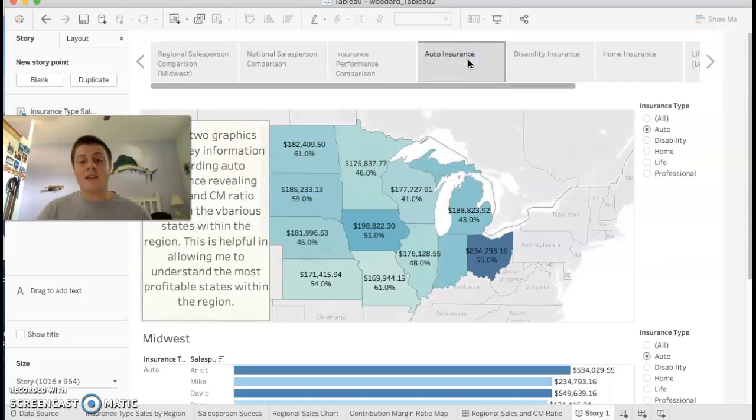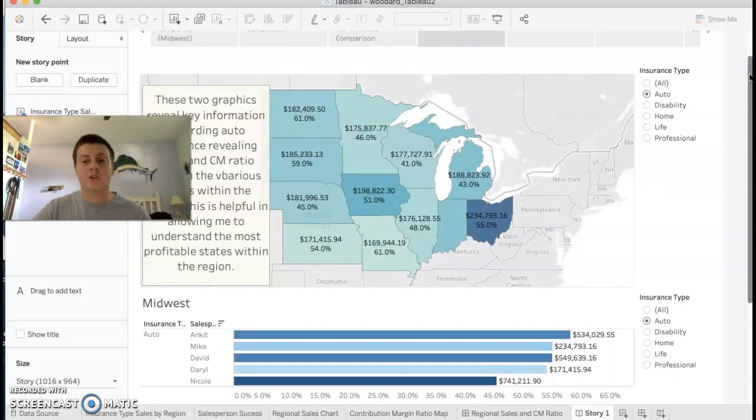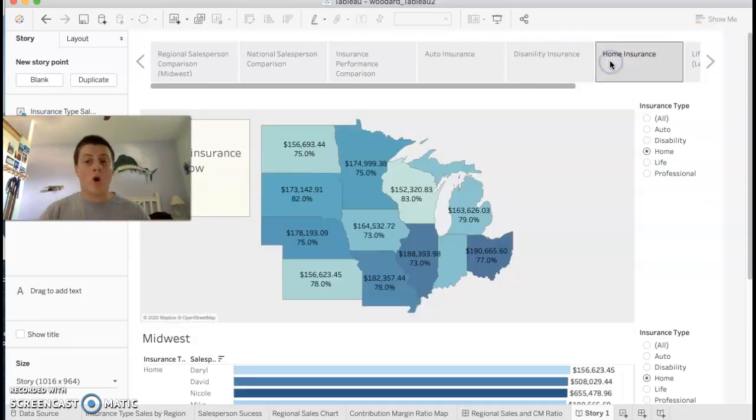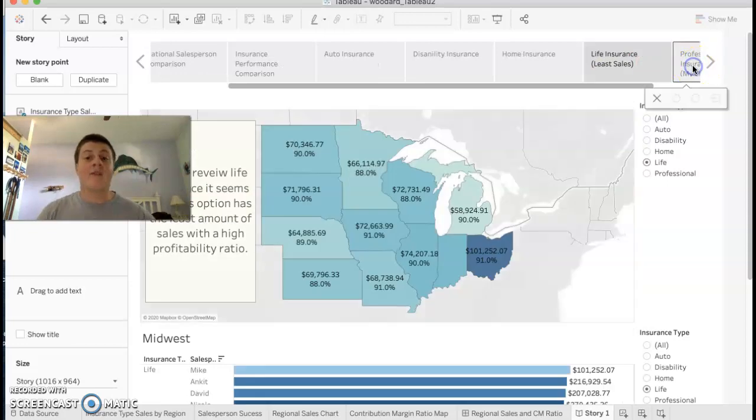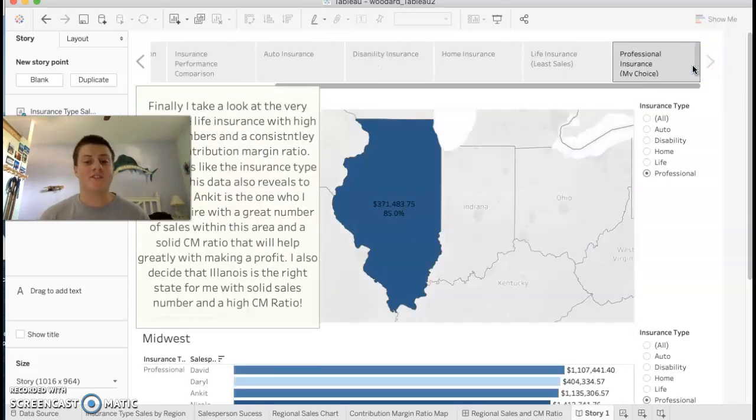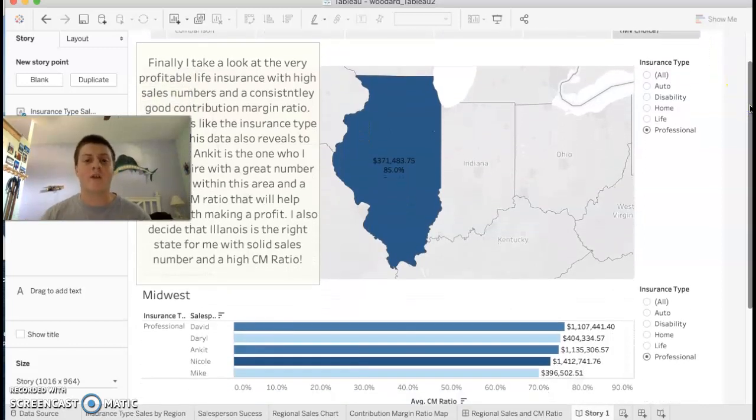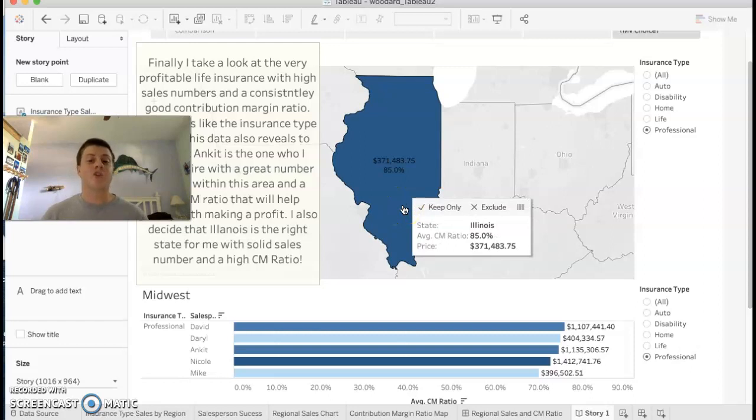And so we're going to look into the specifics of each insurance. So this is auto insurance. Then we follow into disability, home, life, and then finally professional, which is what we're going to choose as John's decision. Professional insurance is the best decision for John. He can make a great profit with moderate variable costs, and he's chosen the state that he wants to do it in. Right here we have Illinois. It's a great location for John because there is a great amount of revenue that he's able to make, and the contribution margin ratio for this is very high, so he will be able to make up for some of those variable costs.